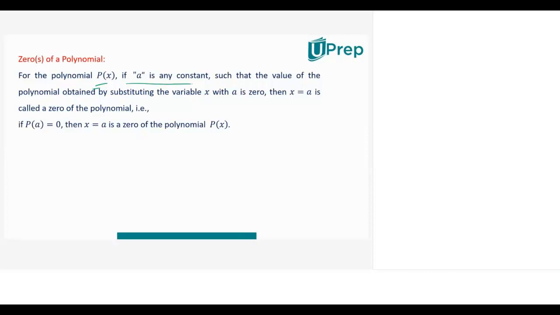So let's write the definition first. For the polynomial p of x, if a is any constant such that the value of the polynomial by substituting the variable x with a is 0, then x equal to a is called a 0 of the polynomial. Mathematically, if the polynomial value at a, p of a, is 0, then x equal to a is a 0 of the polynomial p of x. Write the statement carefully.